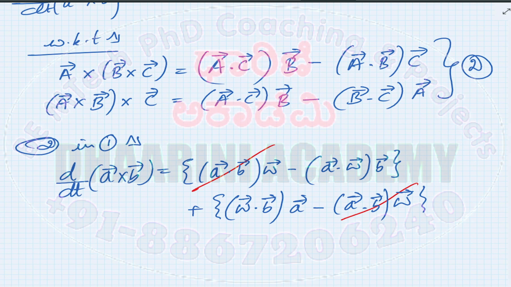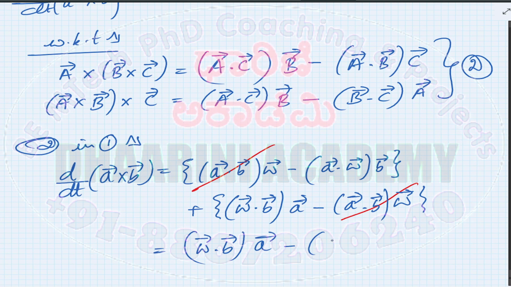Are you okay? So let's write that. This is equal to, now the remaining terms I'm going to write. The positive term I'll write first. So this is W vector dot B vector times A vector minus A vector dot W vector times B vector.